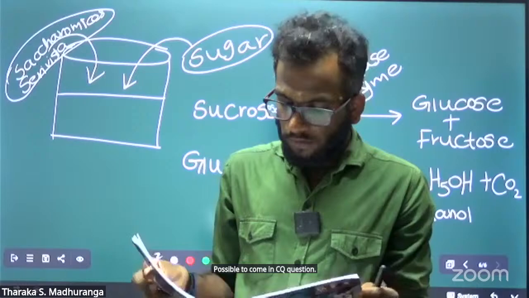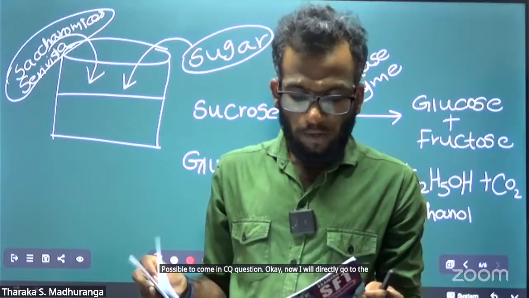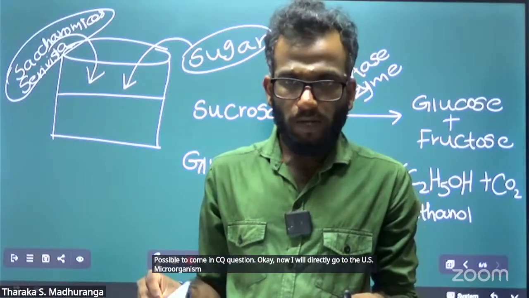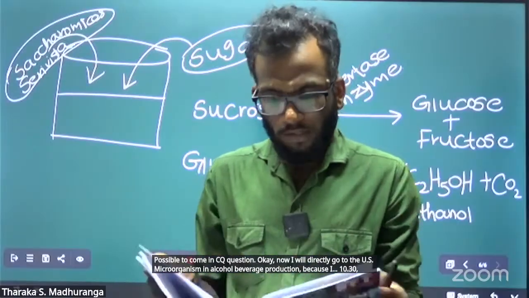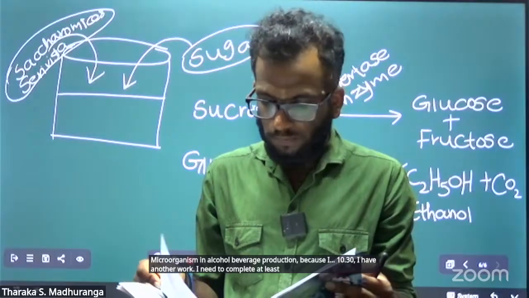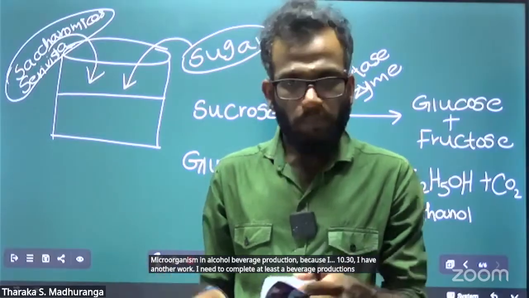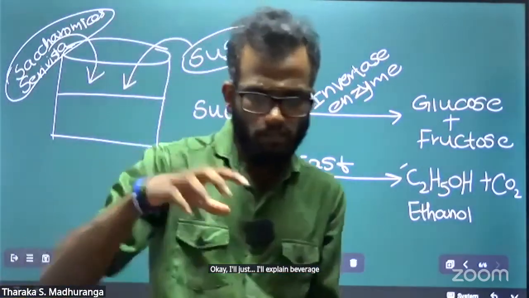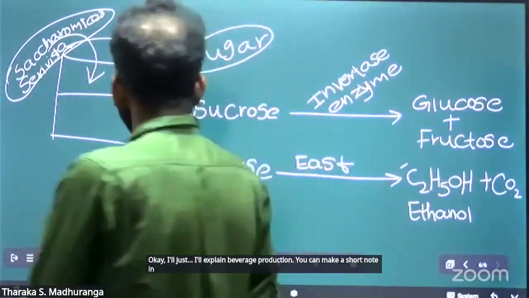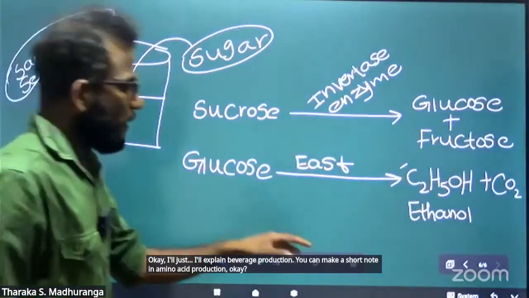Now I will go directly to the use of microorganisms in alcoholic beverage production, because at 10:30 I have other work. I need to complete at least beverage production before 10:30. I will explain beverage production. You can make a short note on amino acid production. Beverage production.